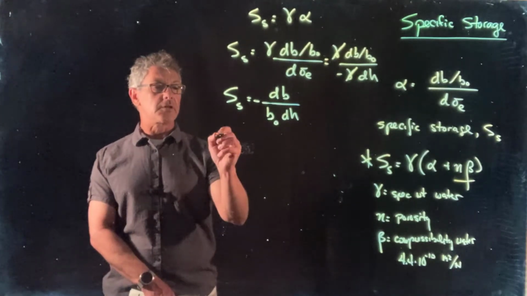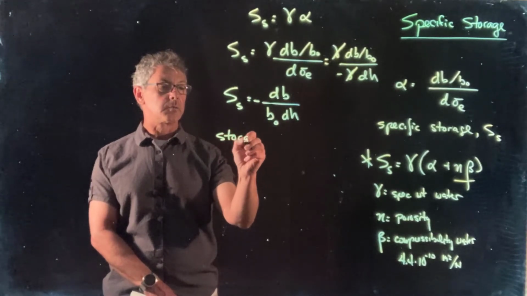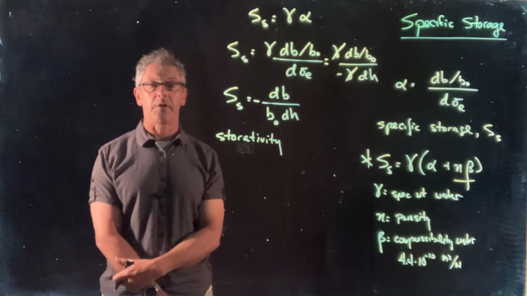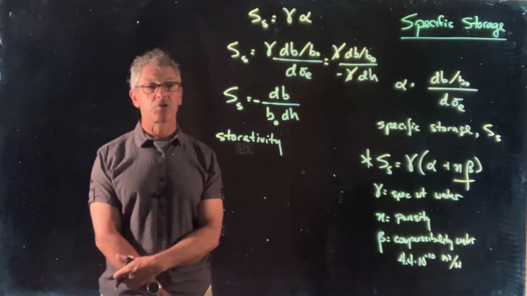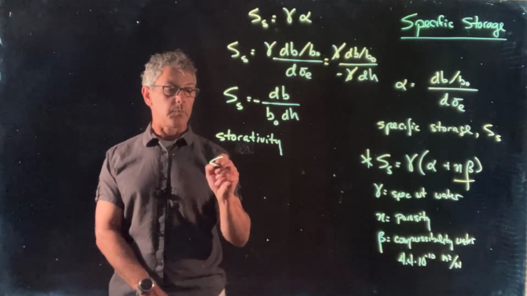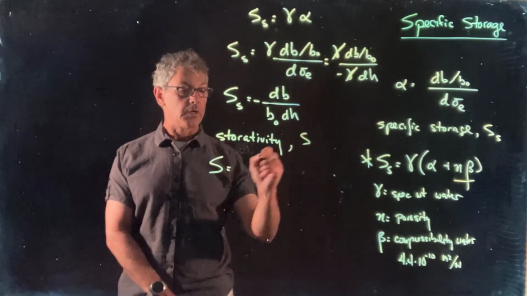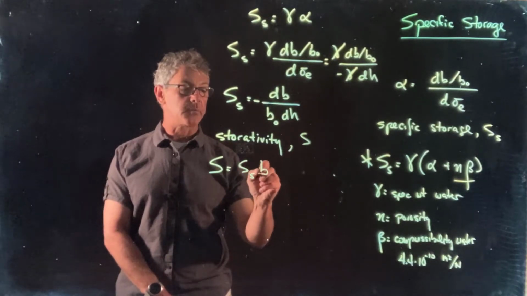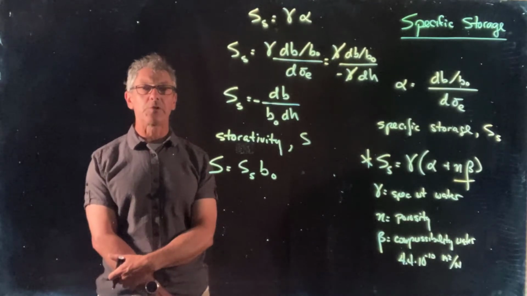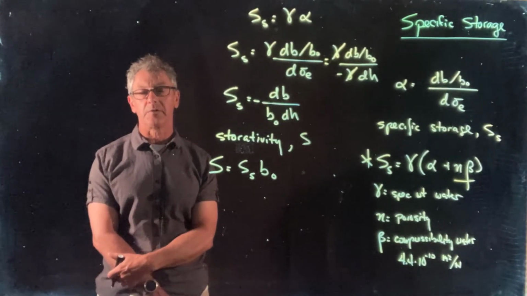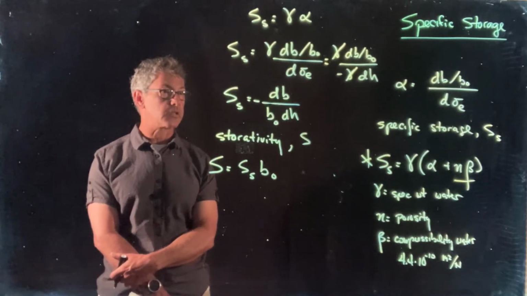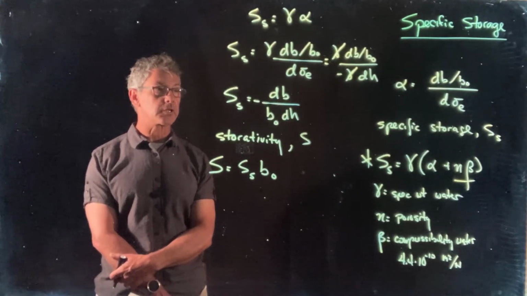We can define another parameter, which is rather unimaginatively named storativity, which is the capital S, which is the specific storage times the thickness of the aquifer. Okay, so it's like the difference between transmissivity and hydraulic conductivity. Now we have storativity and specific storage. So we haven't really done anything besides redefine something that's a little bit easier to look at.